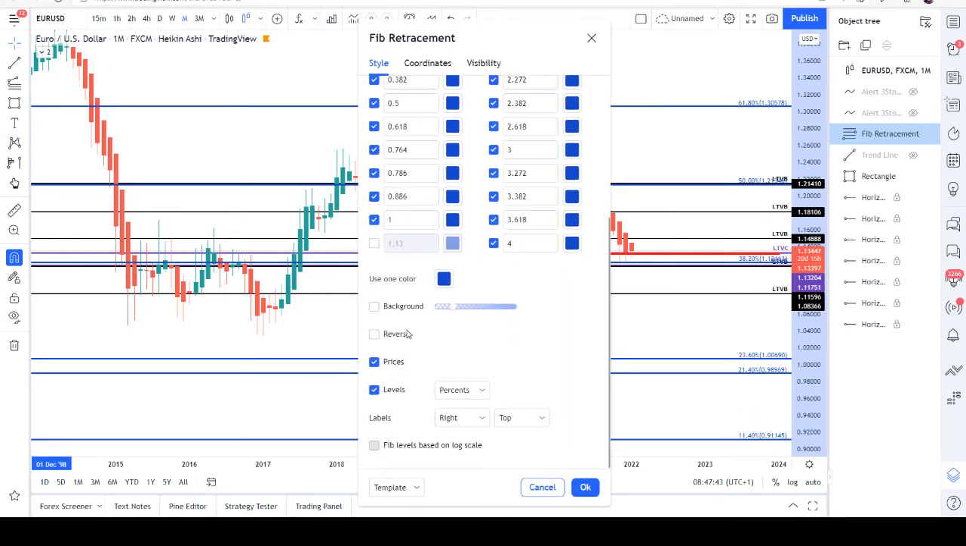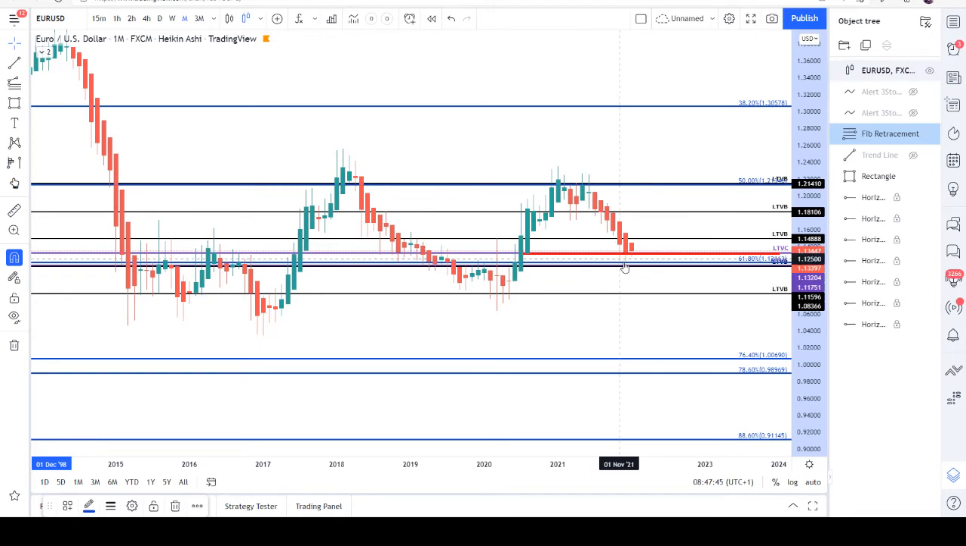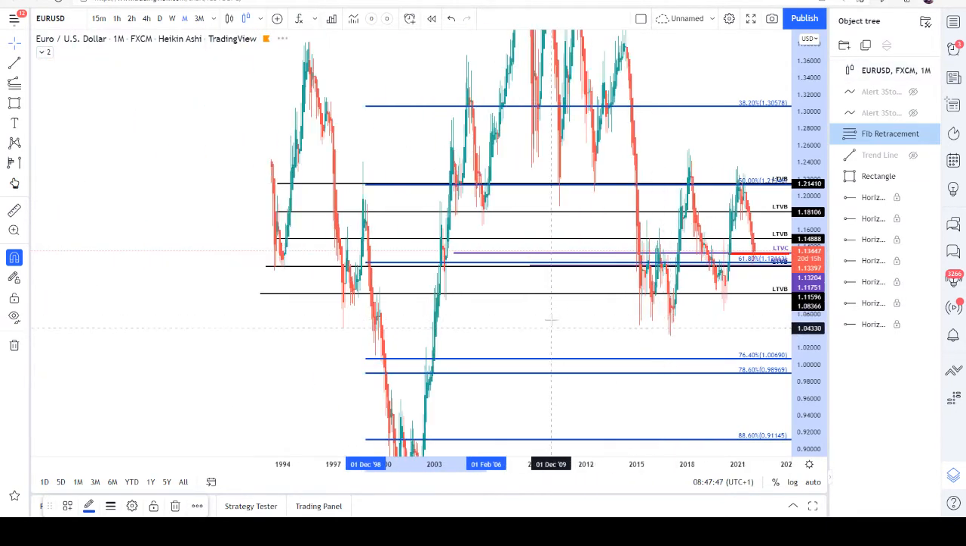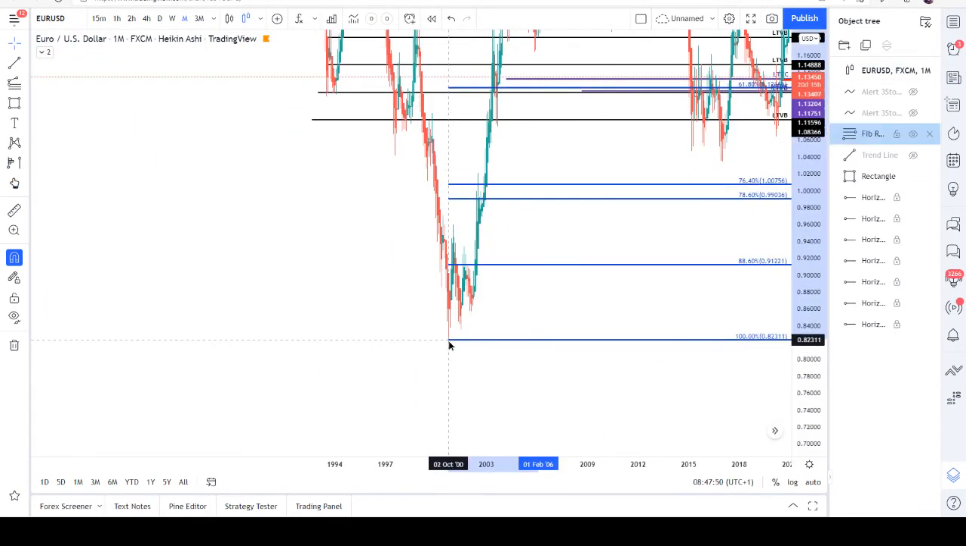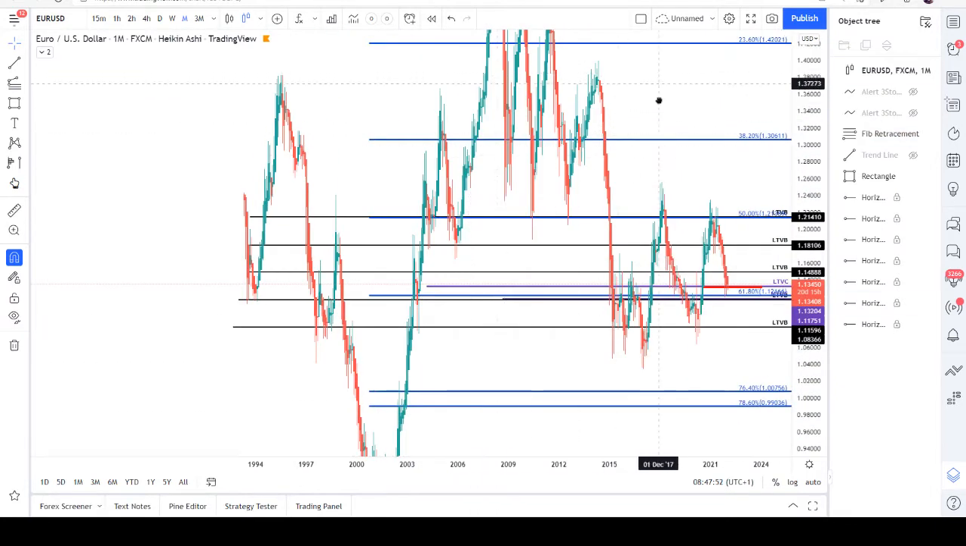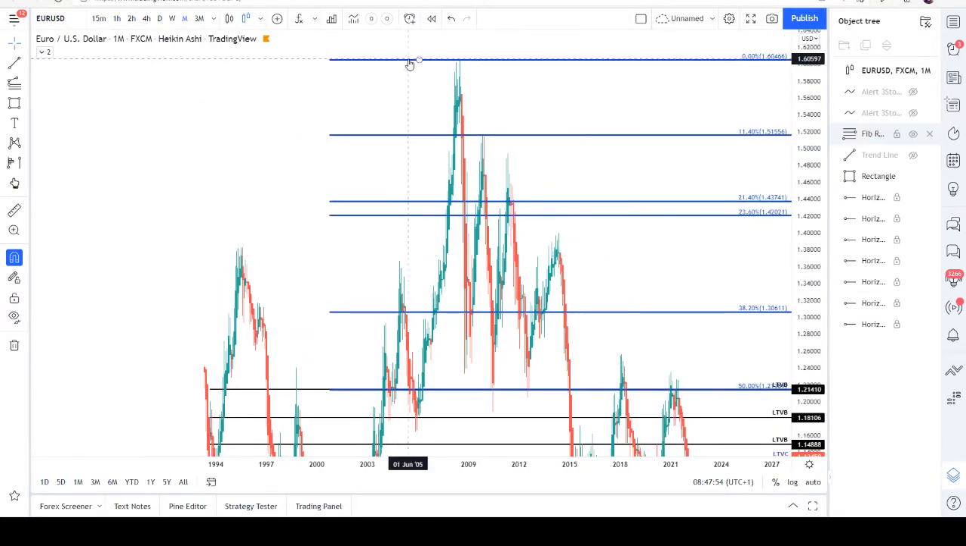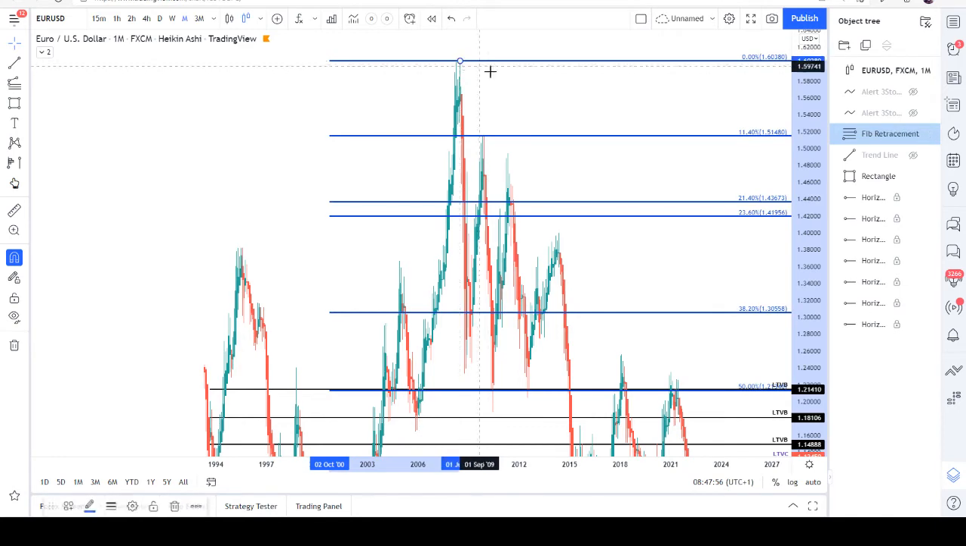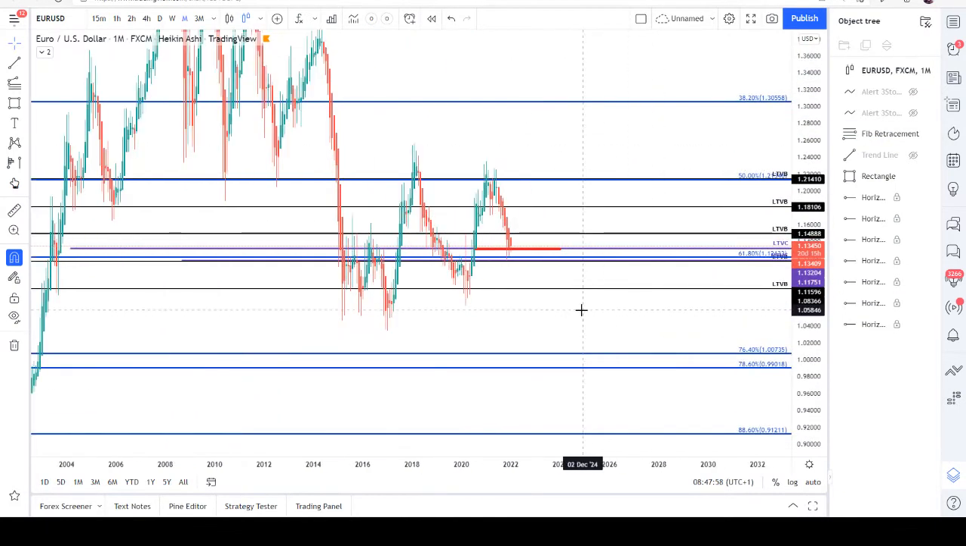Okay, now we have the 61.8 here. If we do it very precisely, you will see it's exactly to the peak where we stopped. And I don't think that's random. I think that happened for a reason. And probably that is the reason.